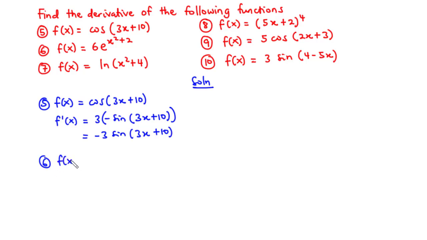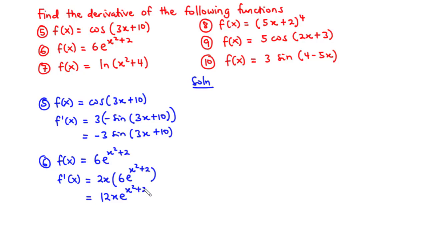6. f of x equals 6 times e to the power x squared plus 2. So f prime of x is equal to, we are first of all going to find the derivative of the exponent on e. So that becomes 2x, and then we multiply that by f of x. So f of x is 6 times e to the power x squared plus 2. So 2 times 6 is 12. So we have 12x times e to the power x squared plus 2.